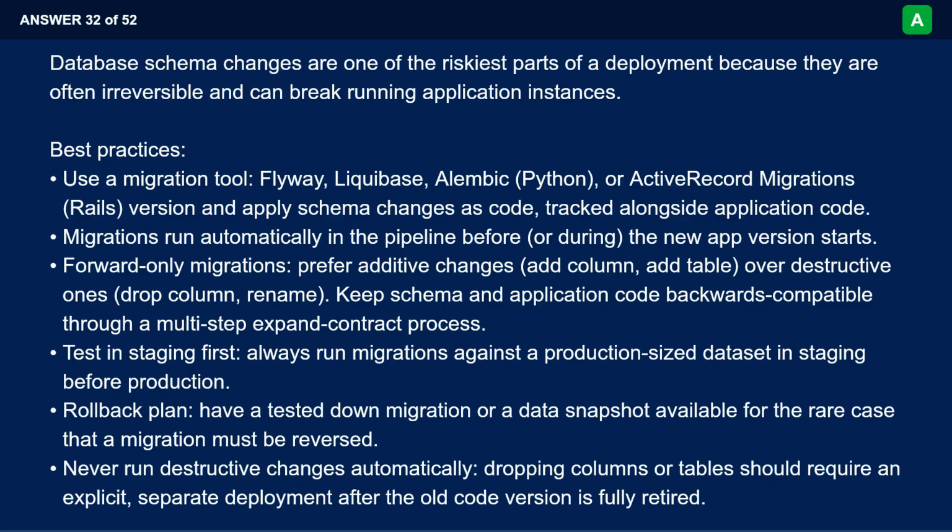Test in staging first. Always run migrations against a production-sized dataset in staging before production. Rollback plan. Have a tested down migration or a data snapshot available for the rare case that a migration must be reversed. Never run destructive changes automatically. Dropping columns or tables should require an explicit, separate deployment after the old code version is fully retired.